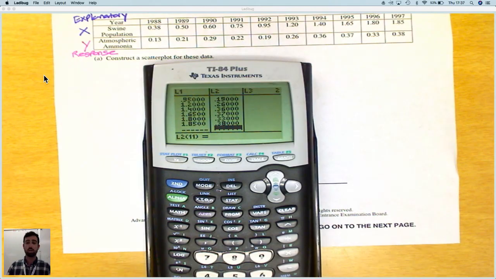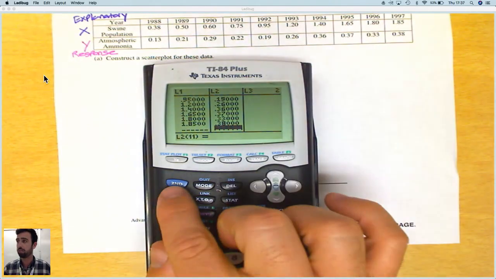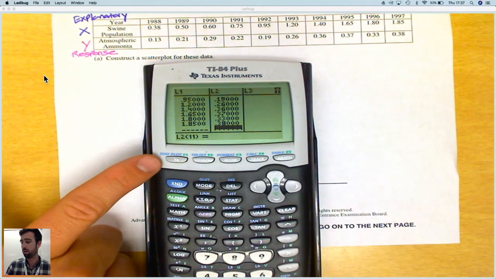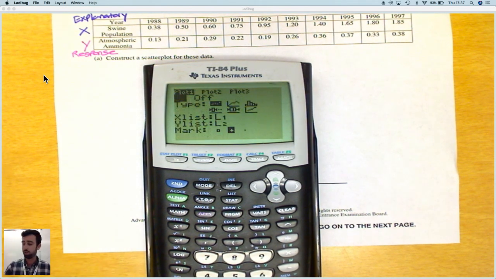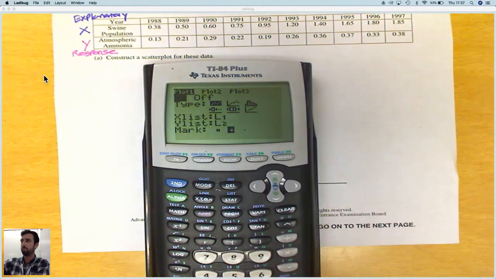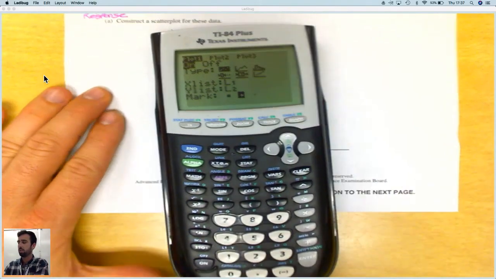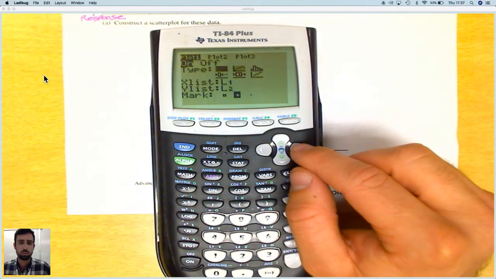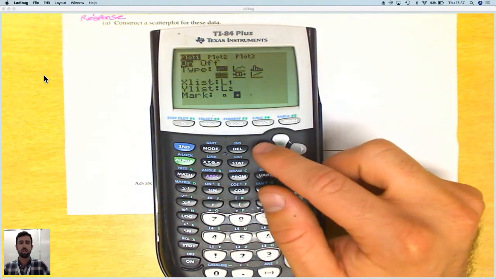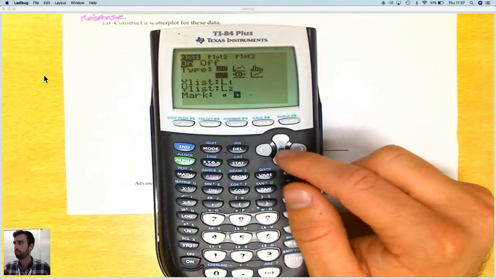Okay, so to make a scatter plot, you're going to hit the second button, and then you're going to hit stat plot right here. This is where you make any sort of plot, whether it's a box plot, scatter plot, cumulative relative frequency graph, anything comes here. So you're going to hit enter into the first plot. You're going to want to turn it on, so we're going to hit the enter button. The type of graph that we want is a scatter plot. This is a histogram. This is a box plot. We want a scatter plot.